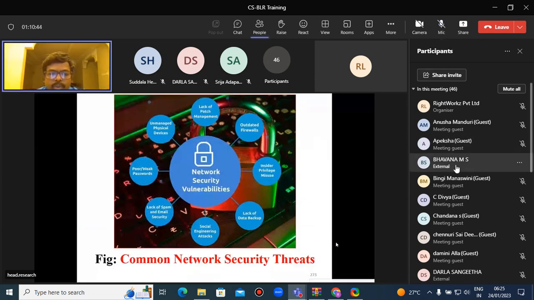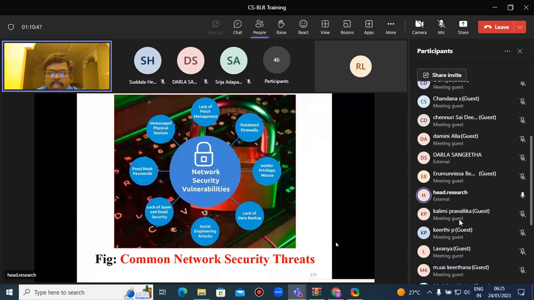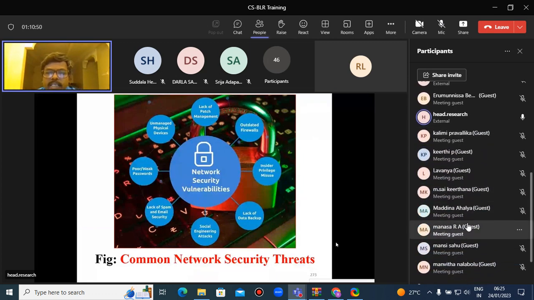So, these are the common network security threats. Whenever you install original software and connect to the internet, it automatically asks whether you would like to add patches to the existing software. Sometimes that malware or virus automatically asks you to install a patch. Don't install such patches to the existing software. That is a lack of patch management.